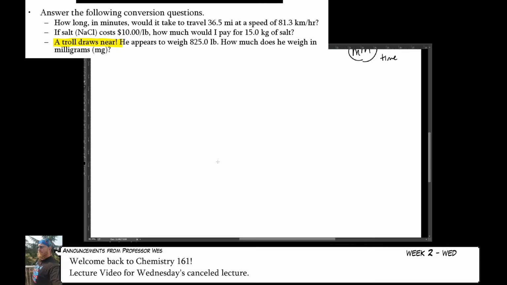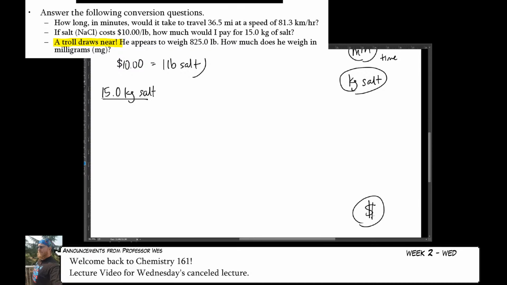All right. Salt costs $10 a pound. I think that's actually like grossly expensive. 1 pound of salt. How much would I pay for 15 kilograms of salt? All right, let's map out our units. This is my conversion. This is my starting value. So I want to turn my starting value, kilograms of salt, into money. How much will I pay?